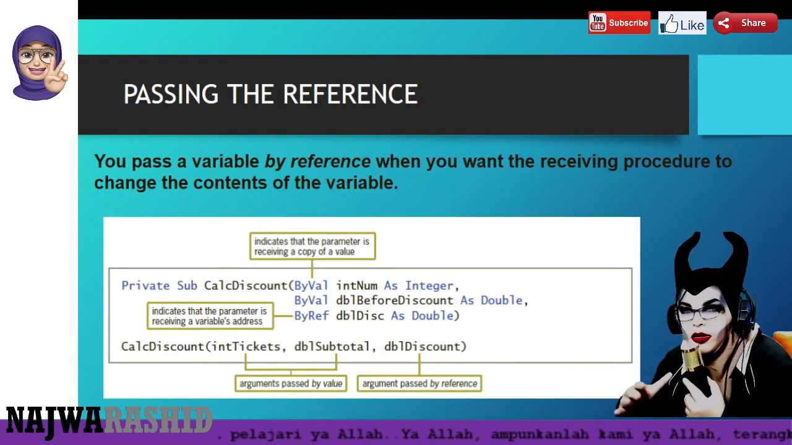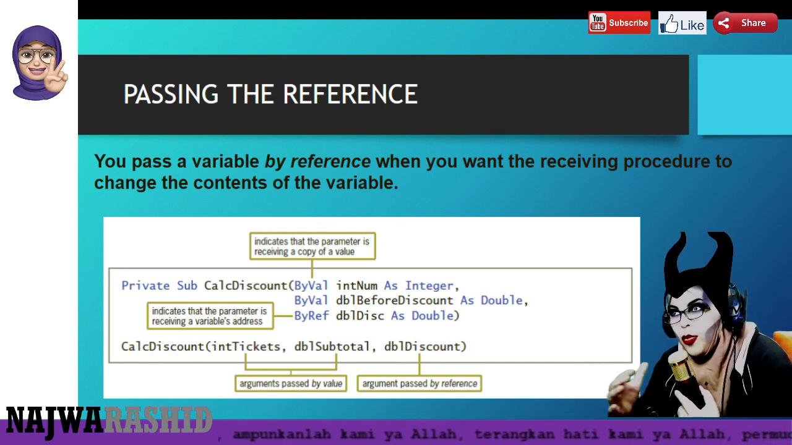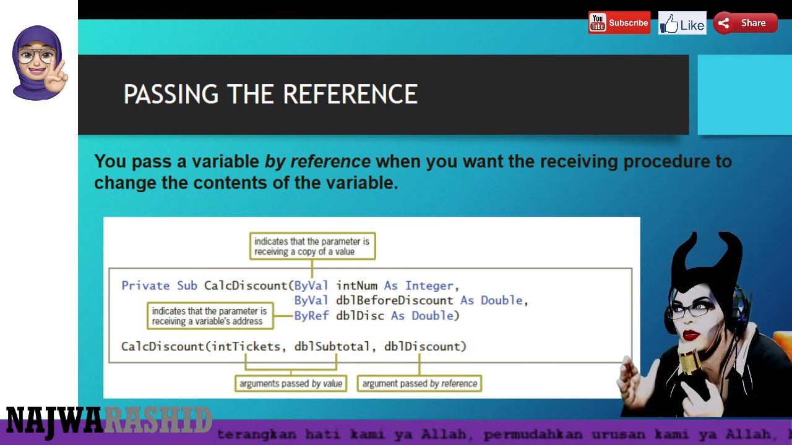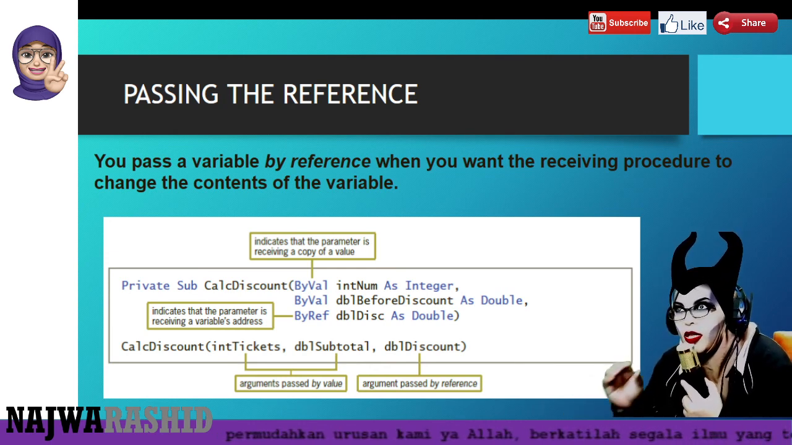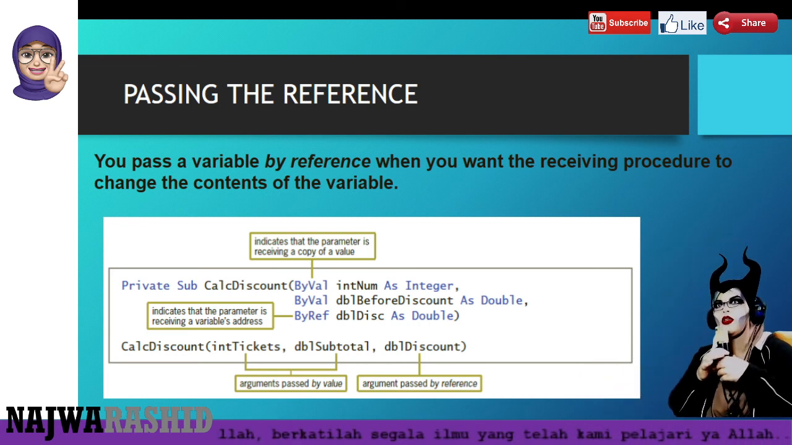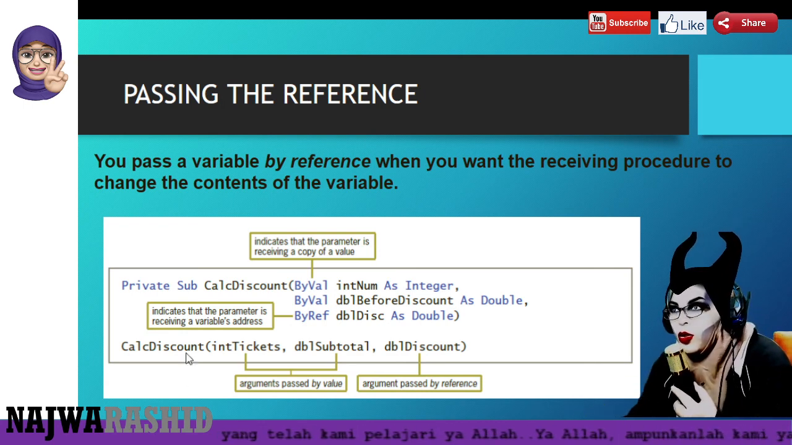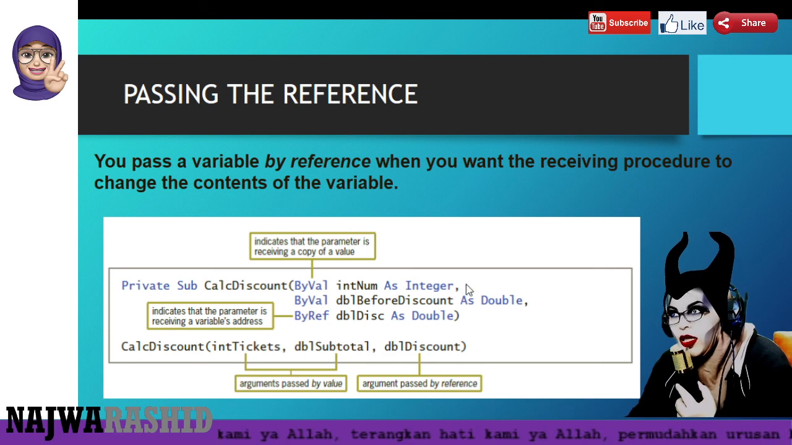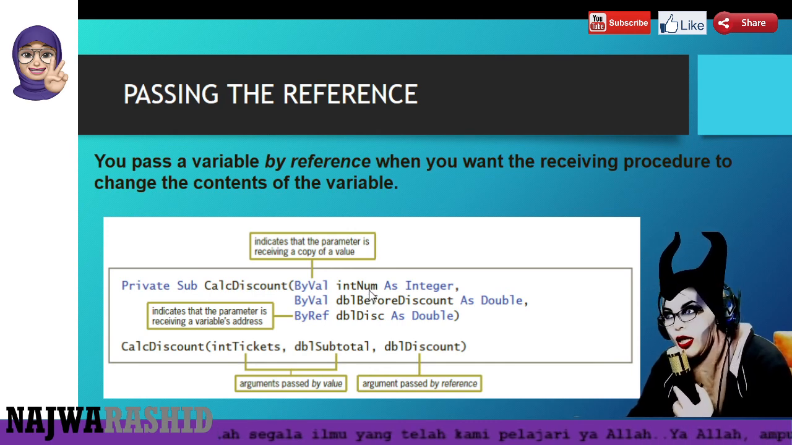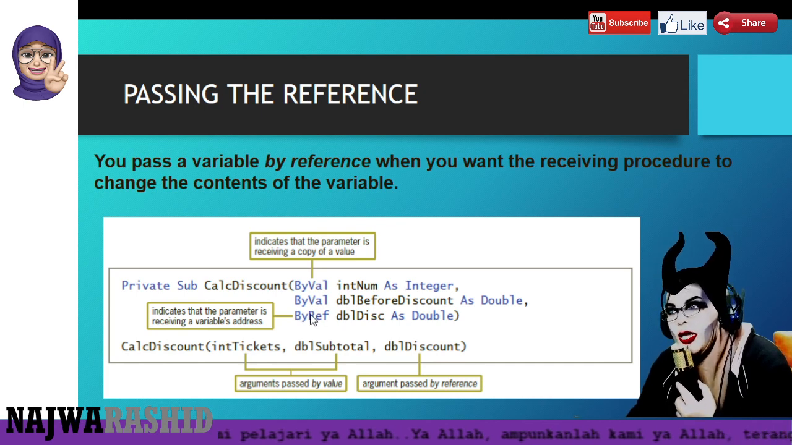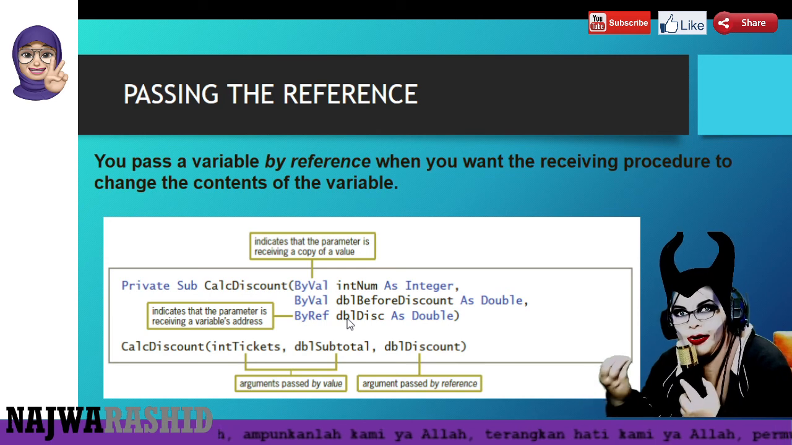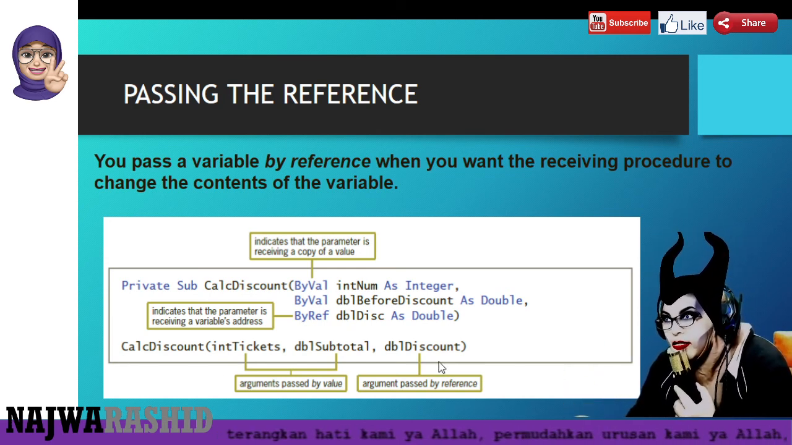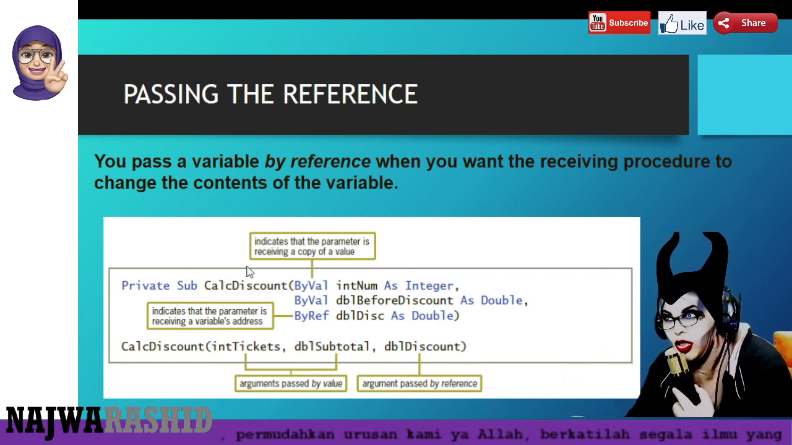Okay, the next part is passing by reference in our procedure. You pass a variable by reference when you want the procedure to change the content of the variable. So basically, when we pass information by reference, we pass the memory address of that variable. So here is the example. Private Sub CalculateDiscount. This is the procedure's name, and this is the parameters that you pass or receive. This ByVal indicates that the parameter is receiving a copy of an integer value. And this ByRef indicates that this parameter is receiving the variable address, the memory address.